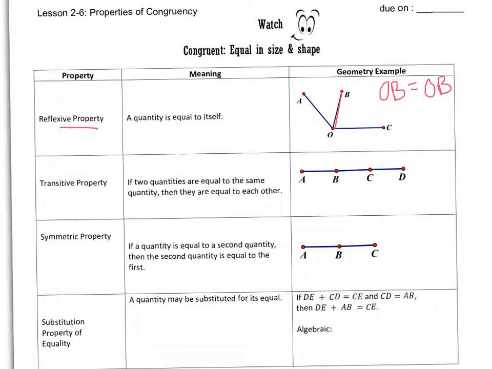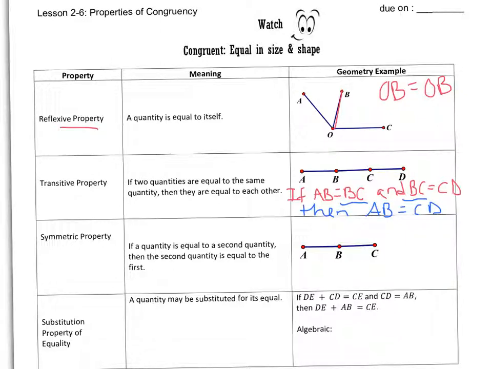Your transitive property means that if two quantities are equal to the same quantity, then we know that they are equal to each other. So in our picture, if AB equals BC and BC equals CD, notice that the BC is overlapping. So then we know that AB equals CD.